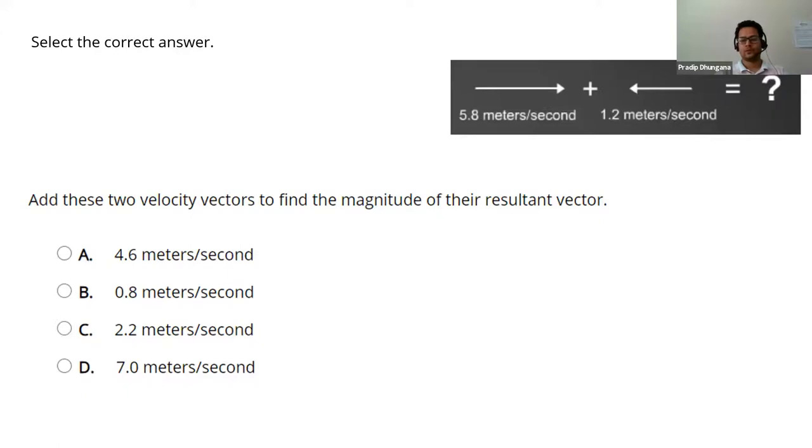Okay, thank you everybody for the participation. Let's do it. Here you can see that 5.8 meters per second is towards east and 1.2 meters per second is towards west. Whenever we take their direction into consideration, this velocity is just 5.8 meters per second, and this one is towards west. So if we reverse the direction relative to east, it becomes negative 1.2 meters per second. So we have to subtract: 5.8 minus 1.2 is 4.6 meters per second. So the correct choice is A. If the direction is opposite, we subtract, and if the direction is the same, we add.